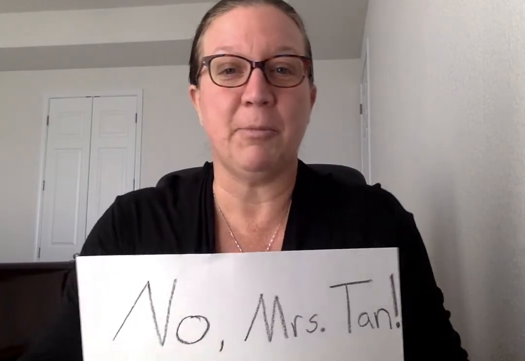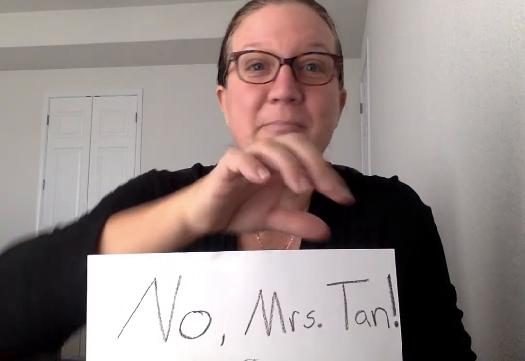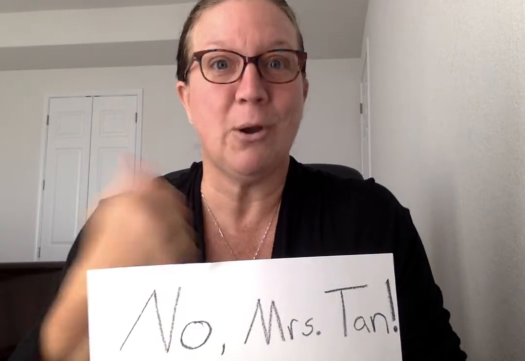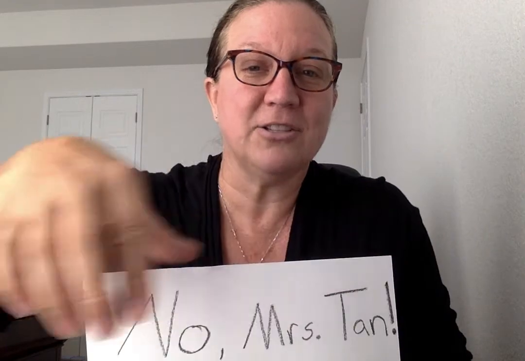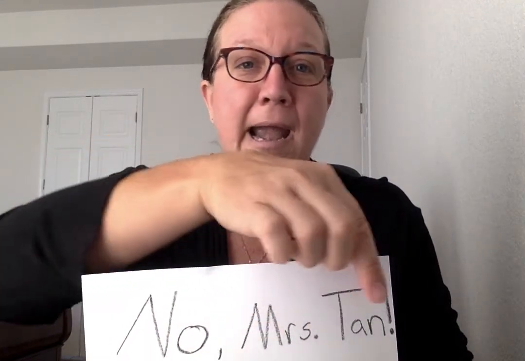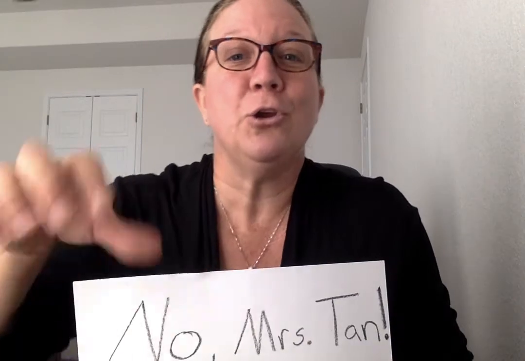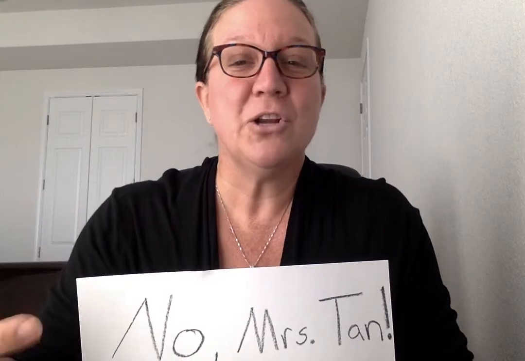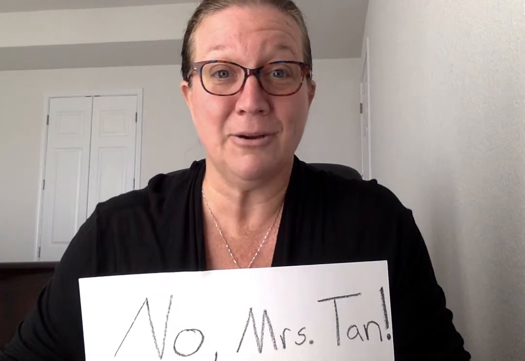And at the top of the page, it's going to look a little bit like this. I'm going to try to show you the top of the page. You're going to write no, comma. Now, you're not going to write Mrs. Tan. This is my paper, so I put my name on it. You are going to put your name right here. So you're going to write no, Brad, or no, DeMarcus, or no, Sheila, whatever your name is. You're going to put no, and then you're going to put your name. I put Mrs. Tan because that's my name. So I wrote no, Mrs. Tan, with an exclamation mark at the end, okay?